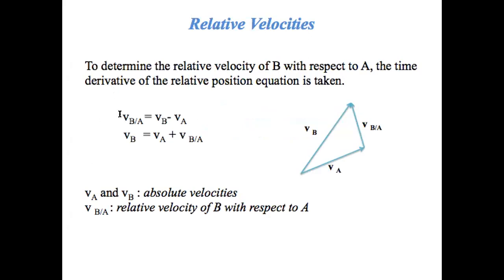V_B/A, the relative velocity of particle B with respect to A, is equal to V_B minus V_A, or we can show it by this equation: V_B is equal to V_A plus V_B/A. V_A and V_B are our absolute velocities, and V_B/A is the relative velocity of B with respect to A.